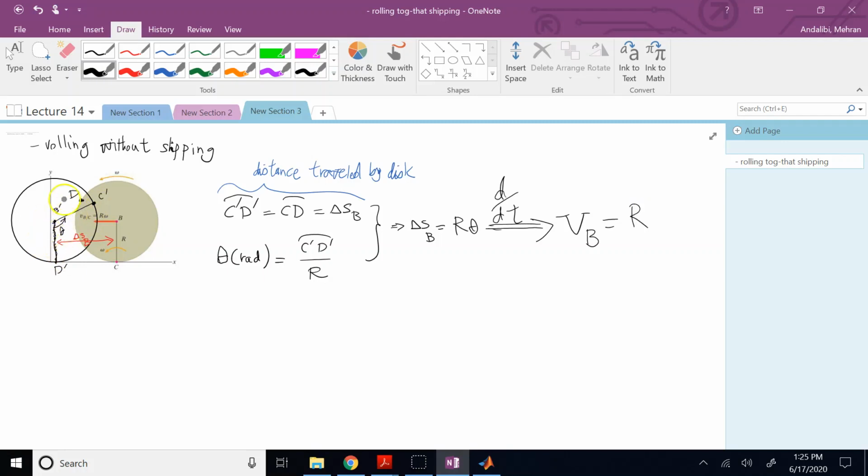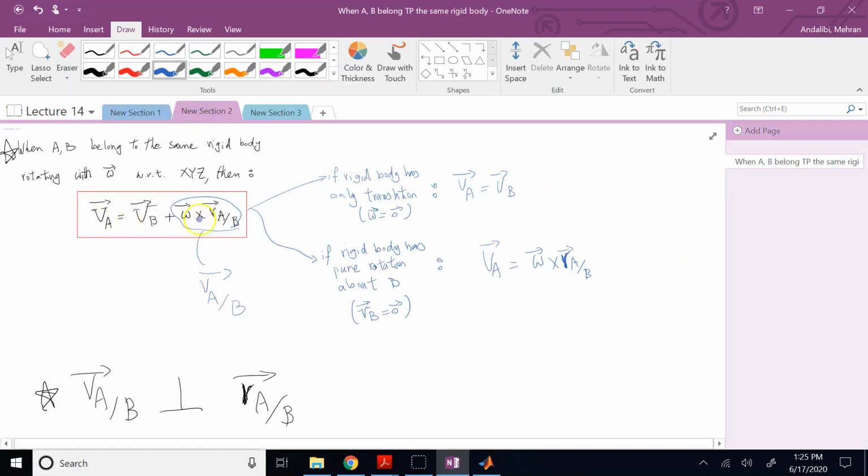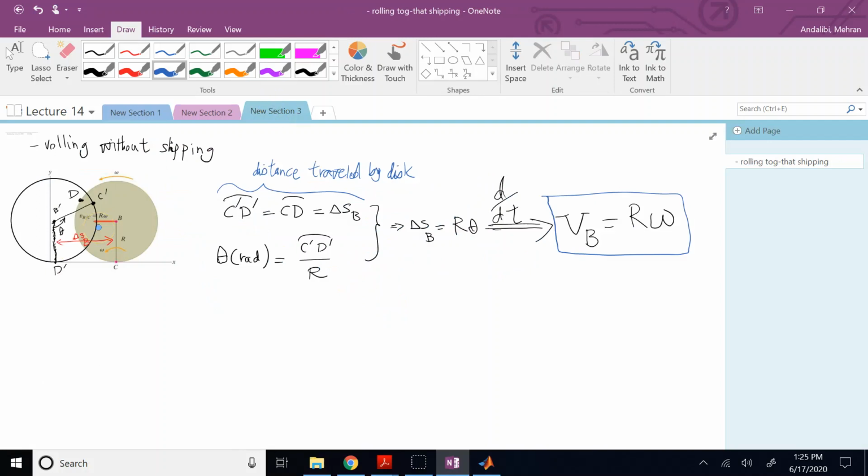What is the time derivative of the angular displacement? Yes, that is omega. So this is the important thing: when a disk rolls without slipping, the magnitude of velocity of the centroid is r times omega. Fine. Now, I want to use this formula that we just learned and apply it, instead of between A and B, here between C and B.